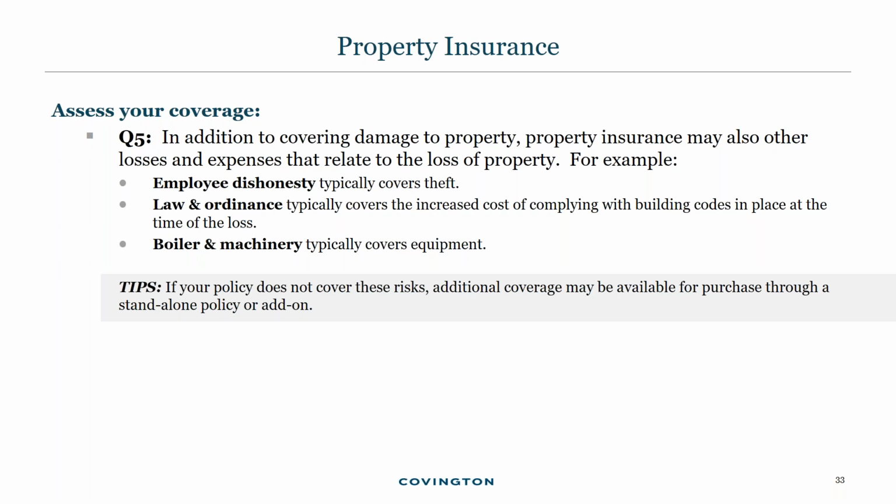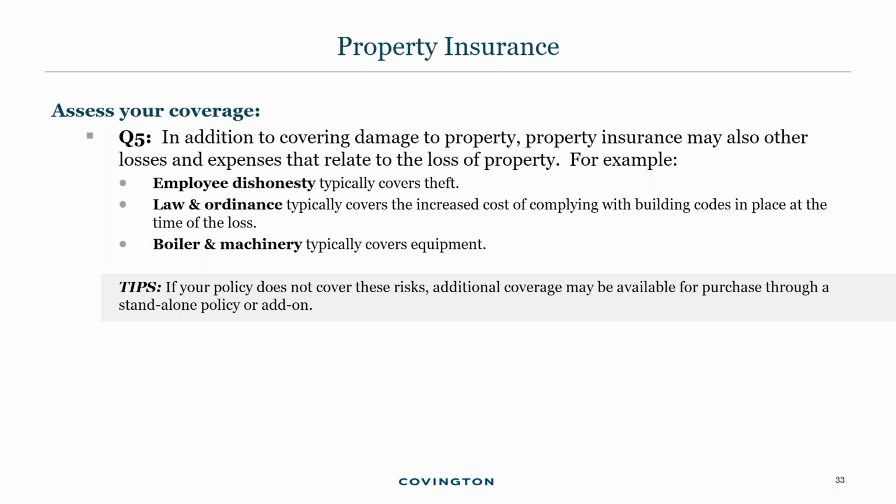Law and ordinance coverage. This is important. It typically covers the increased cost of complying with building codes in place at the time of the loss. So if your building was built a long time ago and it's significantly damaged and it has to be brought up to code, ADA, etc., it may cost a lot of money to make those changes. You need to know whether your policy is going to cover that or whether that's going to fall to you.